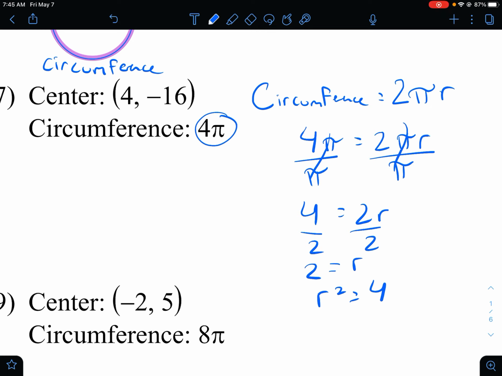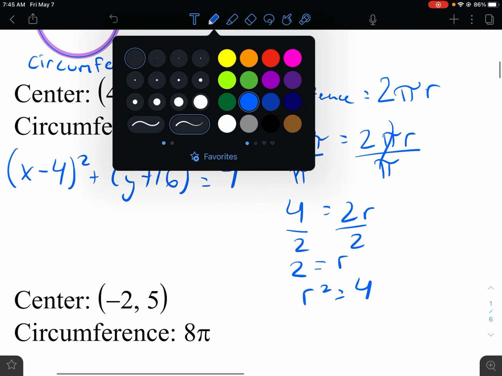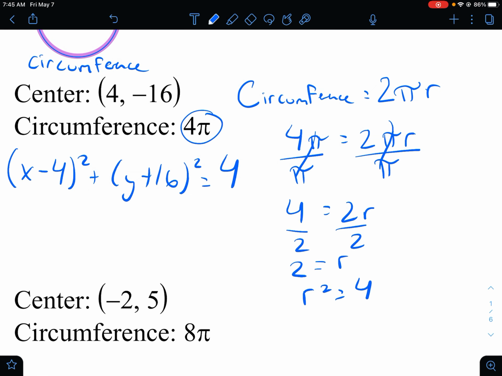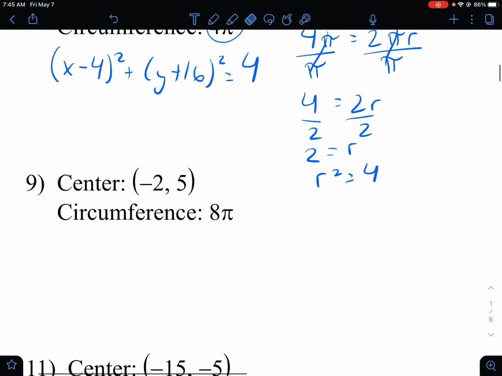All right, so let's go ahead. We will plug that in. We get (x minus 4) squared plus (y plus 16) squared equals 4. Now, this one just so happens that it ended up being the same value because 2 squared and 2 times r is the same value, it's 4. But that's not always going to be the case for circumference. It will be for area, but not for circumference.